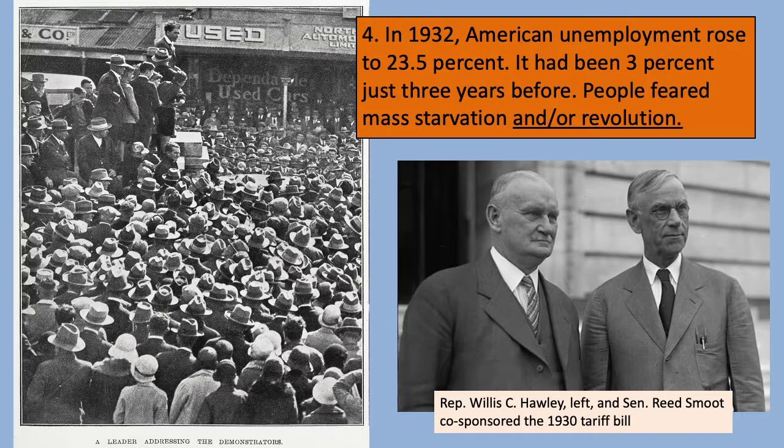By July 8th of 1932, the stock market was down almost 90% from its high. After the Smoot-Hawley tariff, unemployment jumped and the stock market plunged again. By 1932, American unemployment had risen to 23.5%. Nearly 1 in 4 Americans couldn't find a job. It had been just 3% years before. People feared mass starvation and revolution. And this is the kind of stuff that gets people to go grab a pitchfork.